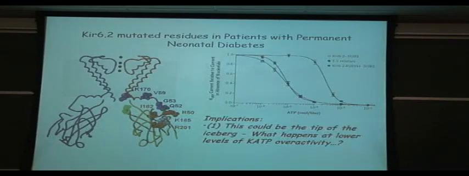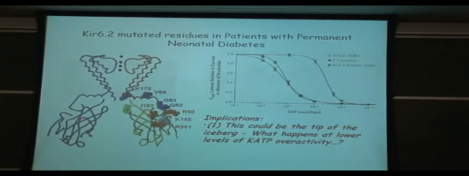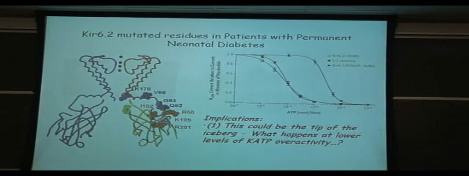The results have several implications. First of all, this could be the tip of the iceberg. So the first reported mutation caused quite a large shift in ATP sensitivity. Our mice suggested that even a 5-fold shift in ATP sensitivity would be enough to cause the disease.